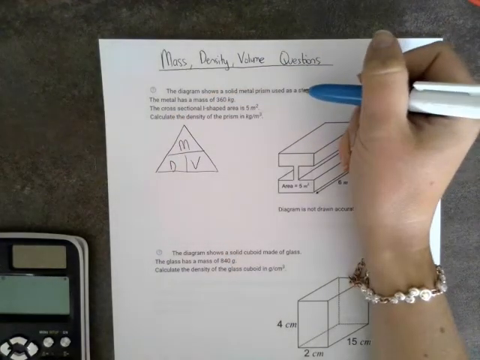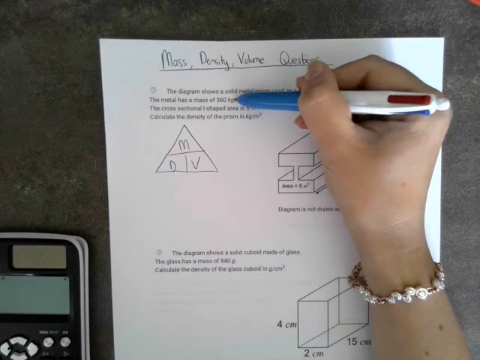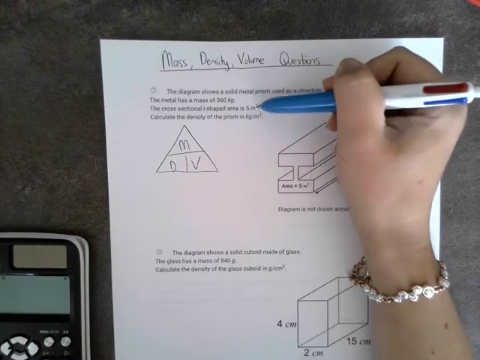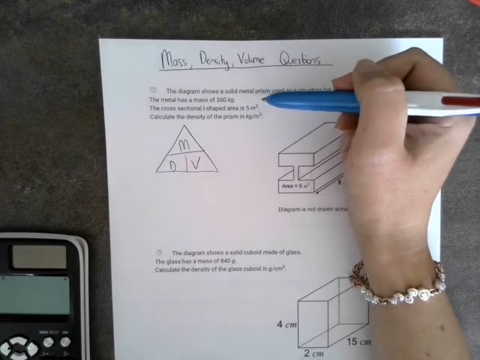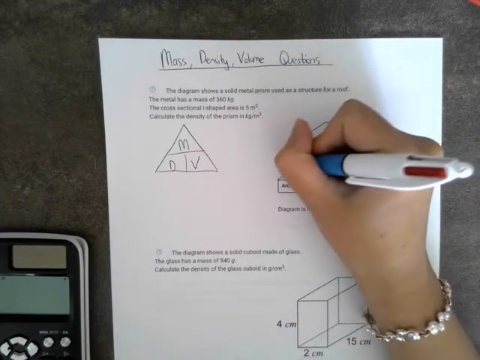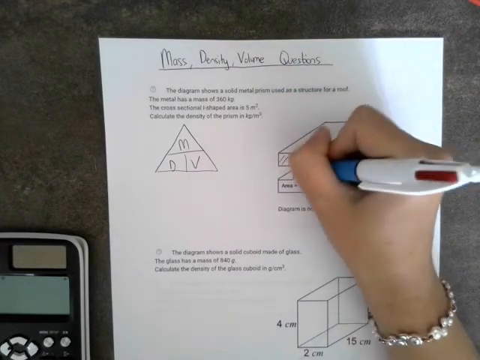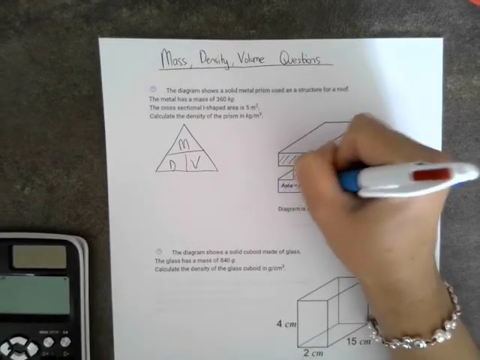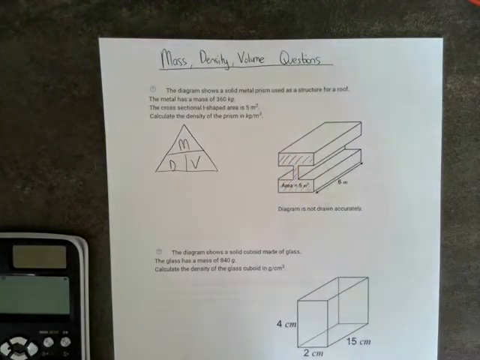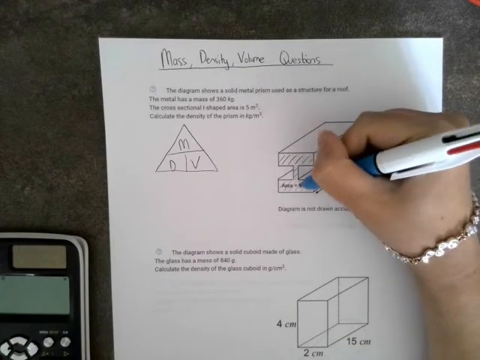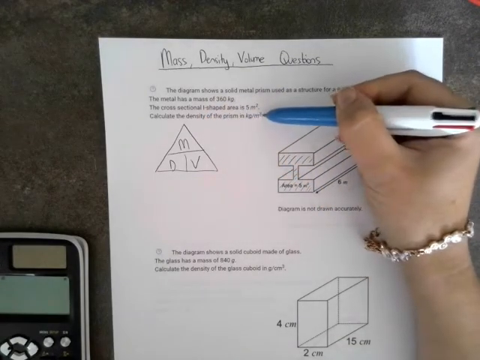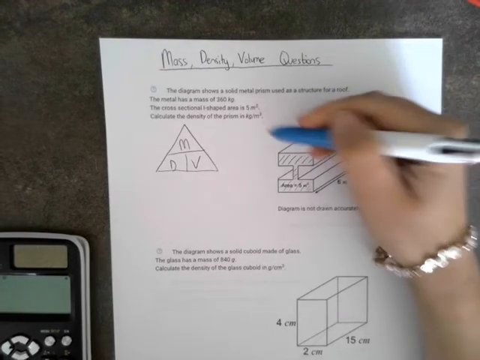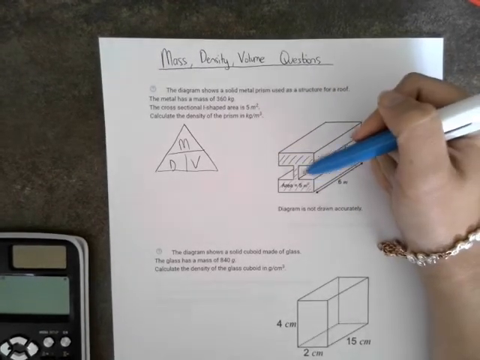So for this one, we are given that the mass is 360. It tells us that the cross-sectional area is 5 meters squared. Now the cross-section is the shape on the front, so the shape on the front is this weird kind of I shape, as in the letter I, not an actual eye. And we know that the area of the I is 5 meters squared. And it also tells us the length here is 6, and then we're trying to work out the density.